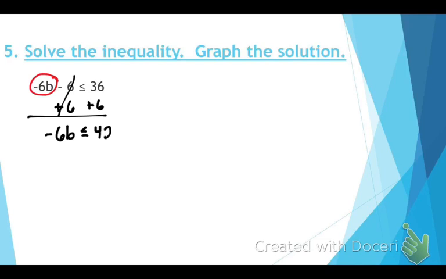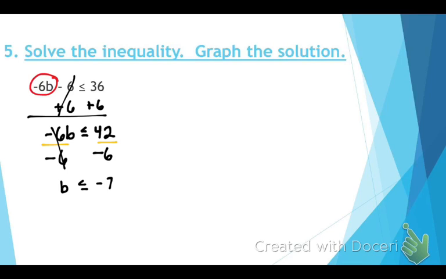Jocelyn, what's 36 plus 6? 42. Jacoby, what do I do next? Divide by -6 on both sides. Very good. We're going to divide by -6 on both sides. When you do that, guys, what is 42 divided by -6? -7. A lot of people just told me +7. If your board looks like that, erase it and fix it for me, please.